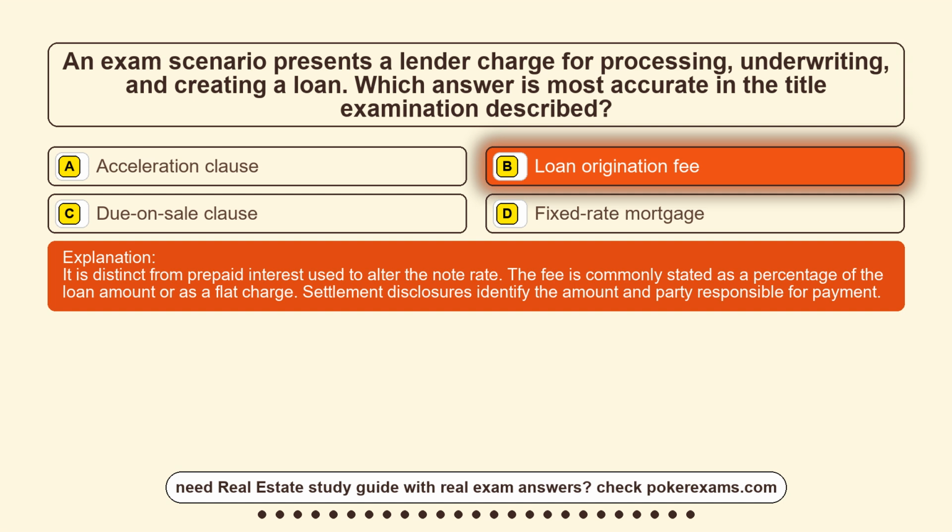It is distinct from prepaid interest used to alter the note rate. The fee is commonly stated as a percentage of the loan amount or as a flat charge. Settlement disclosures identify the amount and party responsible for payment.